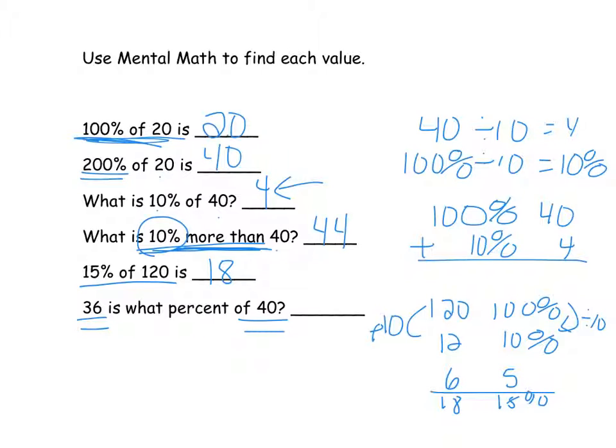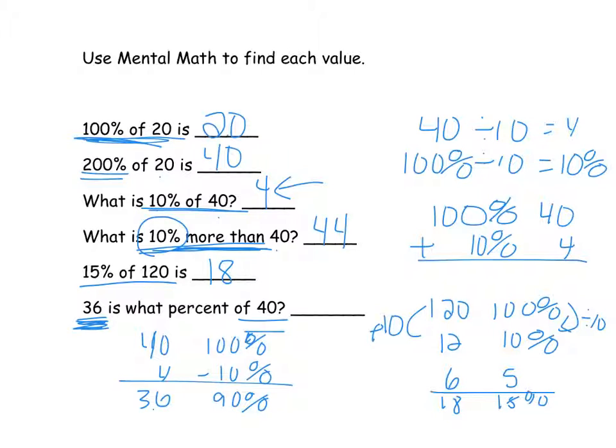36 is what percent of 40? Well, we've already worked backwards to figure out that 4 is 10%. 36 is 4 less than 40. So that means that if 40 is my whole thing, and I'm taking away the 4 to get to 36, I must be left with, and again 4 is 10%, I must be left with 90%. So 36 is 90%.